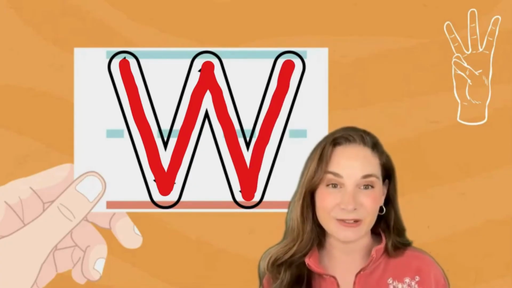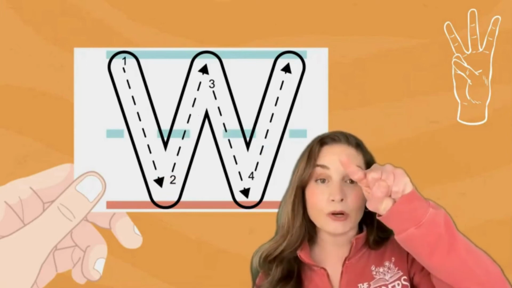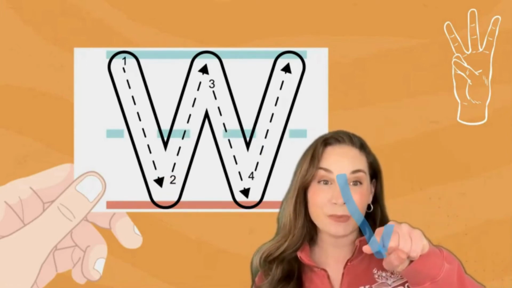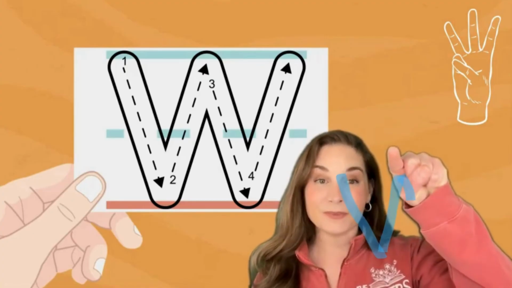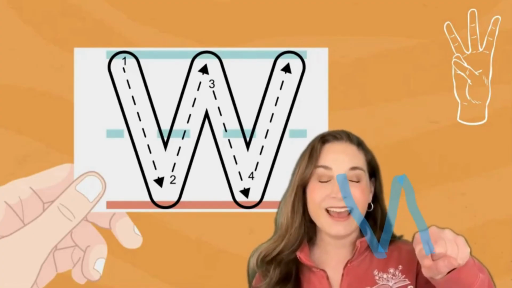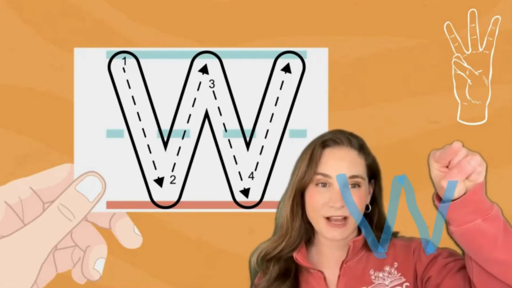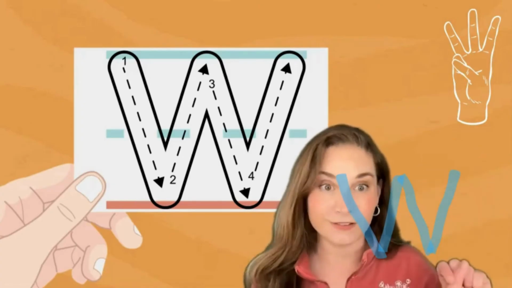Let's trace the letter W in the air together. So starting at the top, we're going to do a slanted line down to the bottom. From the bottom, we'll do a slanted line back up to the top. From the top, we'll do the slanted line back down to the bottom. And from the bottom, we'll do a slanted line back up to the top. And that is how you do the very fun letter W.